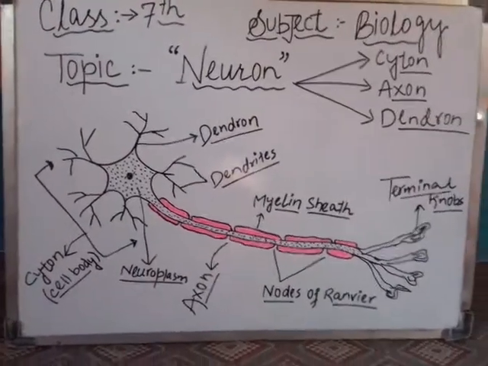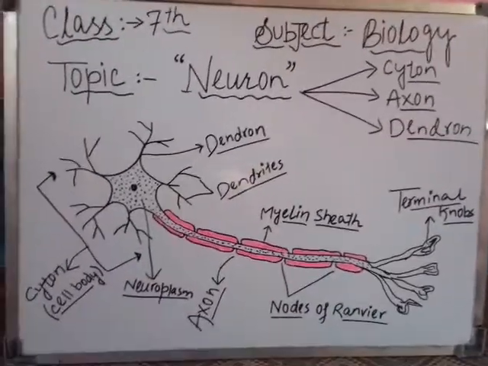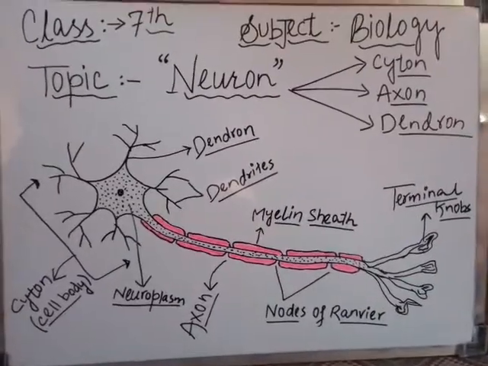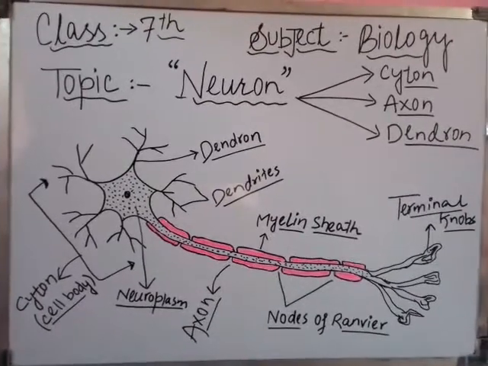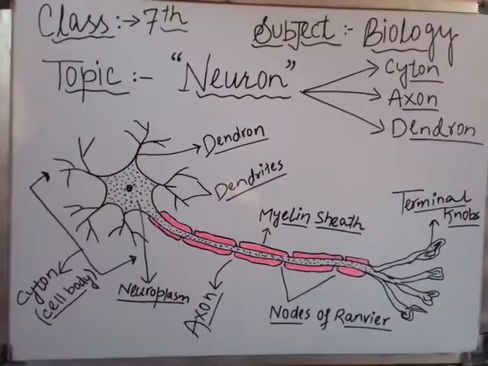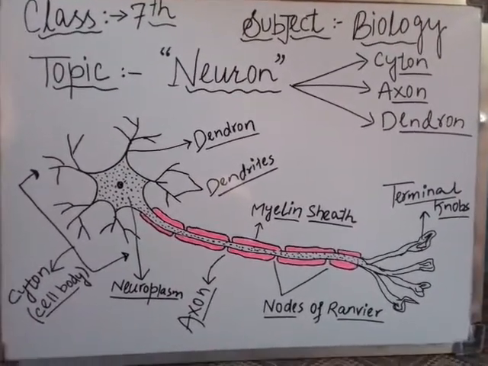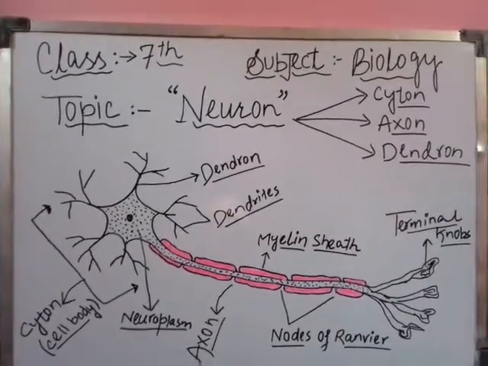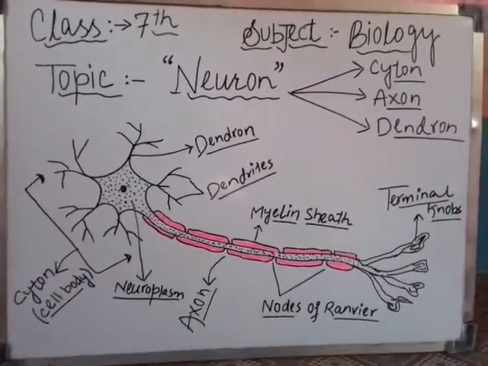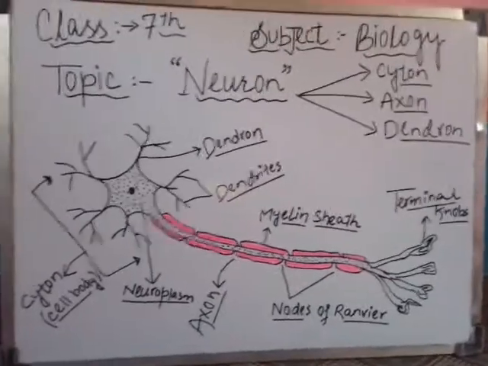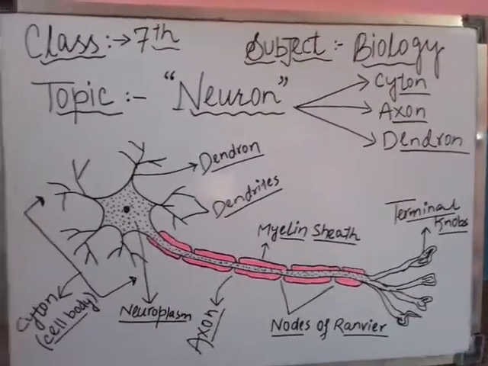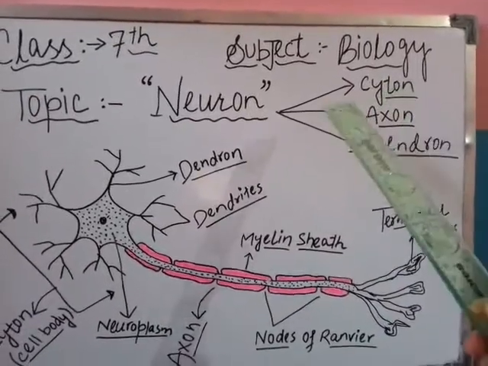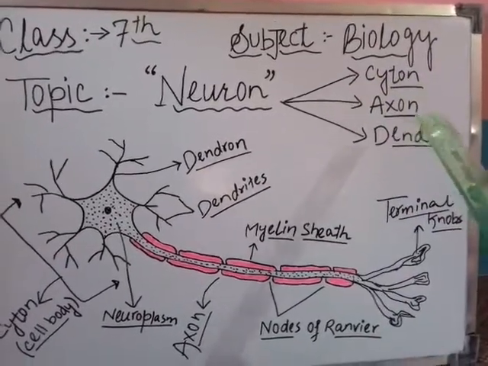So each and every part of the nervous system, whether that's brain, spinal cord or nerves, is made up of neurons. Neuron is also the longest cell in our body. So let's today study the structure of neuron, as I have tried to sketch the structure of neuron on the board. It has 3 important parts. As you can see here, the 3 important parts are cyton, axon and dendron.